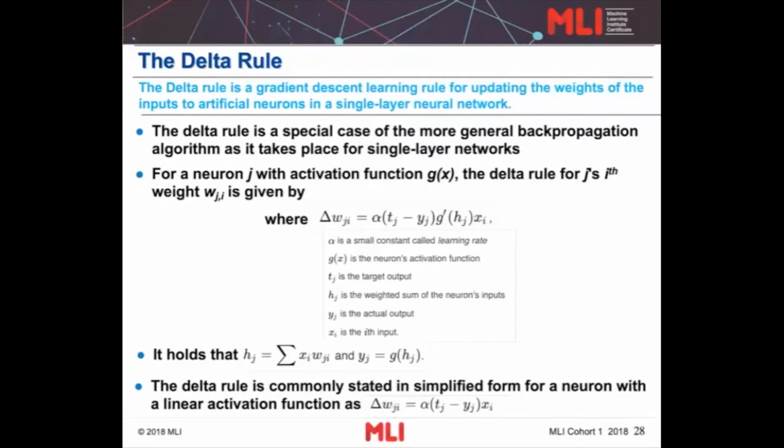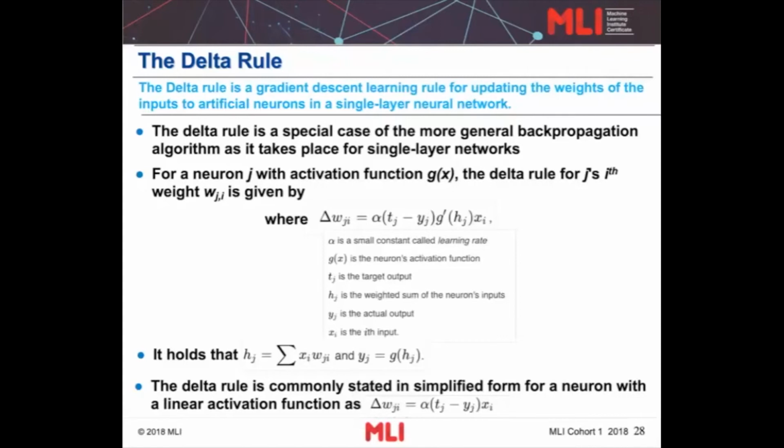And basically t_j is the target output of the neural network, and y is the actual output. So we're looking at the difference between the target output and the actual output, times the derivative of the activation function, that's g prime of h_j. h_j is the output of the neuron, and g prime of h_j is the derivative of that, times the input in question, the x_i, and that's it.